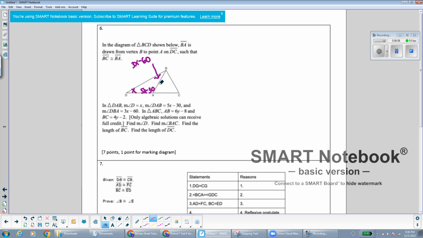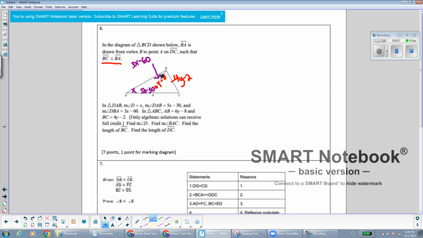AB, this side over here of the triangle, is 6y minus 8. And BC, this side of the triangle over here, is 4y minus 2. First up, it says to find angle D. Oh, and I also forgot another given. BC is congruent to BA.